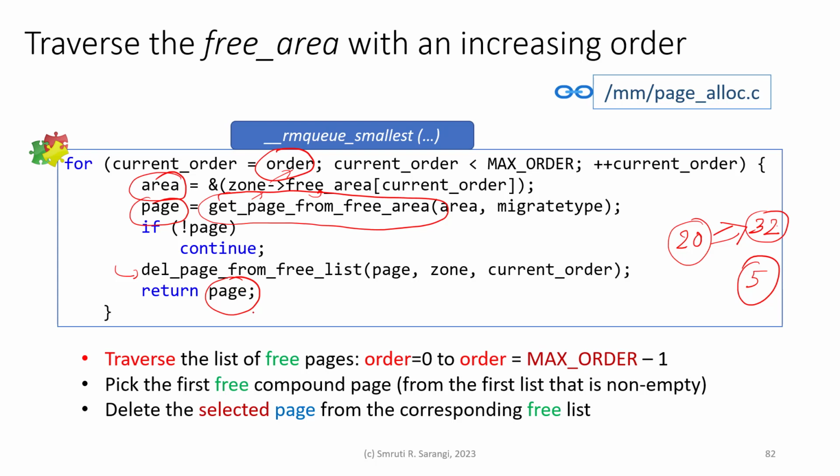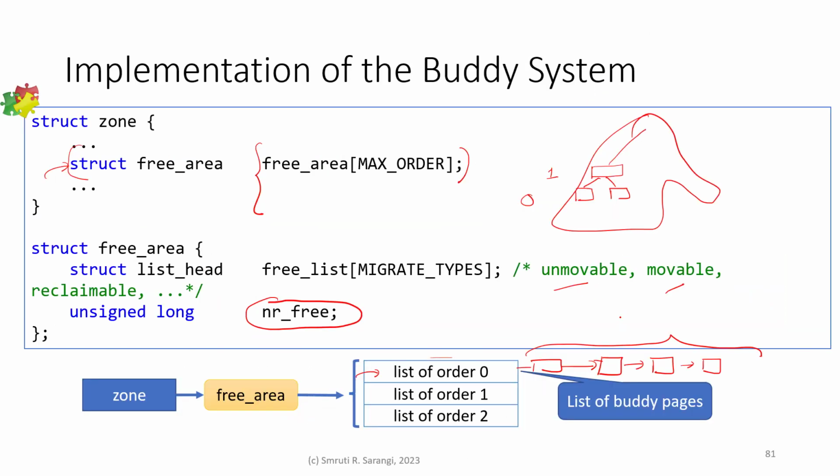So essentially what I'm doing here is traversing the list of free pages. Of course, technically I should traverse all of it, but I don't have to traverse the entire range. I just have to traverse from whatever the order of the request is to max order. Then for each order, I access this structure over here.